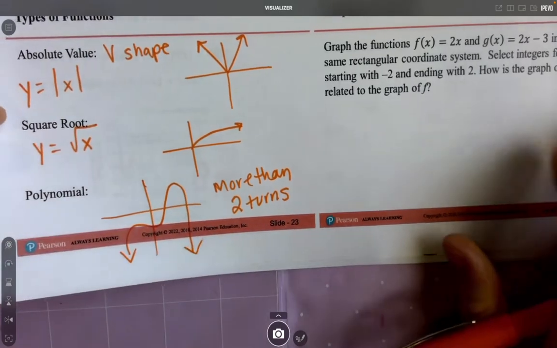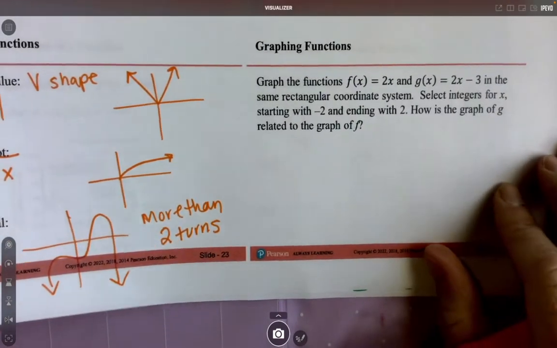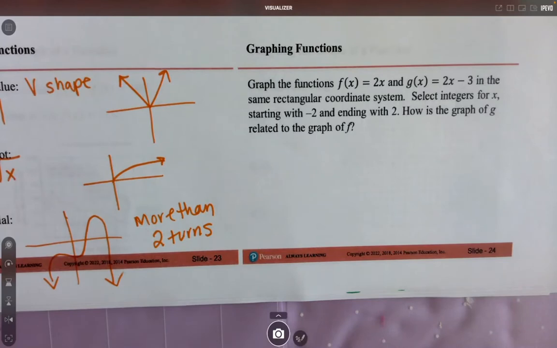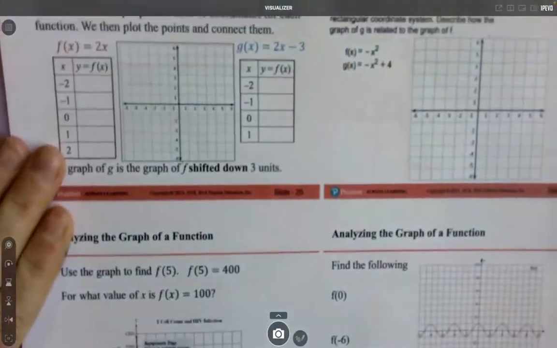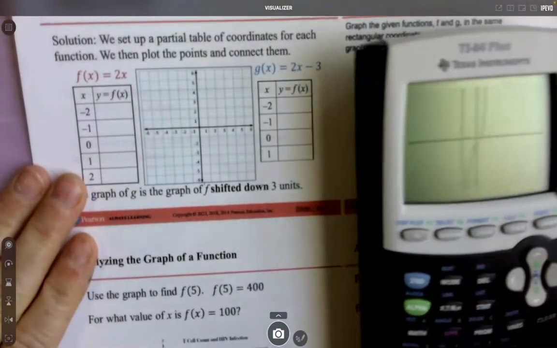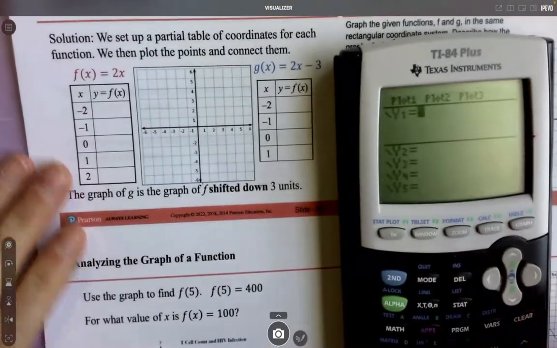All right, so let's look at a graph. So it says graph the functions f of x equals 2x and g of x equals 2x minus 3 in the same coordinate system. Select integers x starting with -2 and ending with 2. How is the graph of g related to f? So if we look, here are the two graphs.